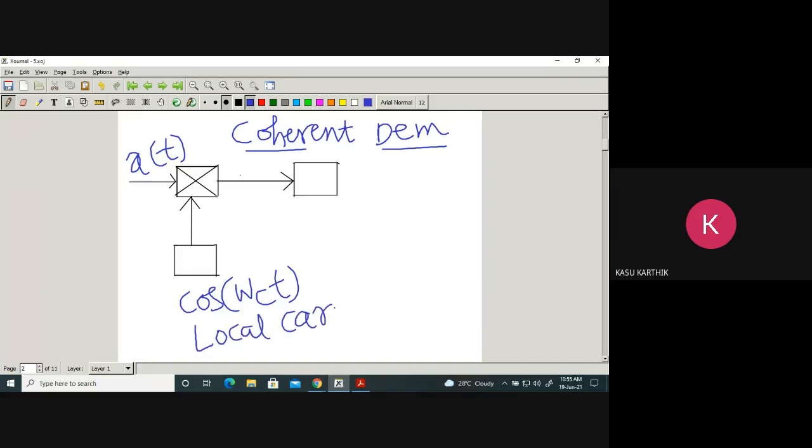Local carrier. And after that, this product X of t into cos omega ct will be passed through a low pass filter whose bandwidth is W. What is W actually? Bandwidth of message signal. Now what do you get here? Something proportional to M of t. You may get some amplitude, AC by 2 or AM by 2.